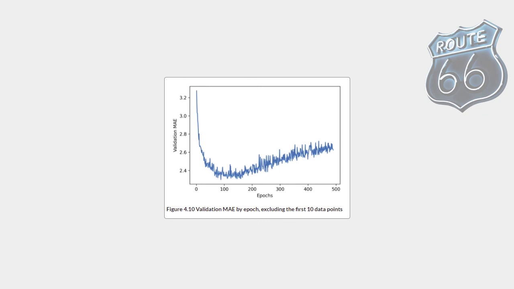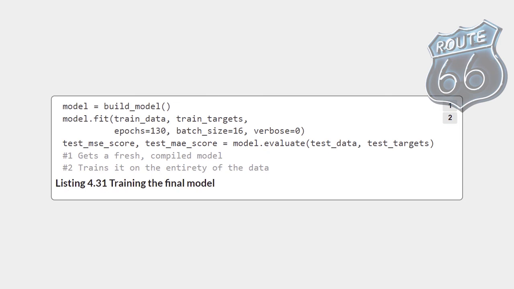As you can see in Figure 4.10, validation MAE stops improving significantly after 120 to 140 epochs. This number includes the 10 epochs we omitted. Past that point, we start overfitting. Once you're finished tuning other parameters of the model, in addition to the number of epochs, you could also adjust the size of the intermediate layers.